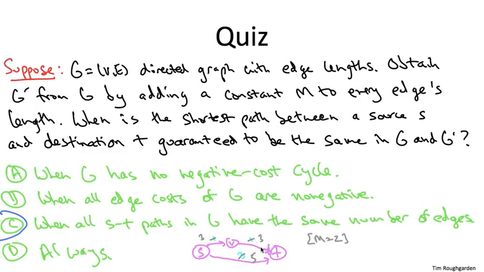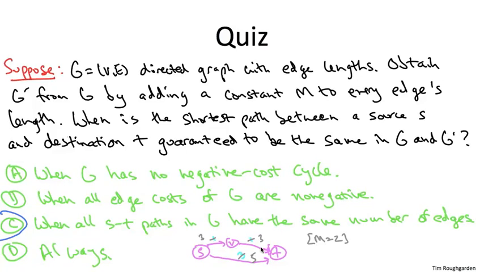In that case, the two edges on top, their lengths increase to 3. The edge on the bottom, its length increases to 5. And you'll see that after we've shifted all of the edge lengths, we've actually changed what the shortest path is. It used to be the 2-hop path on top. Now it's the 1-hop path on bottom. That has length 5. The 2-hop path on top now has length 6. So this shows that the answers A, B, and D are all incorrect.